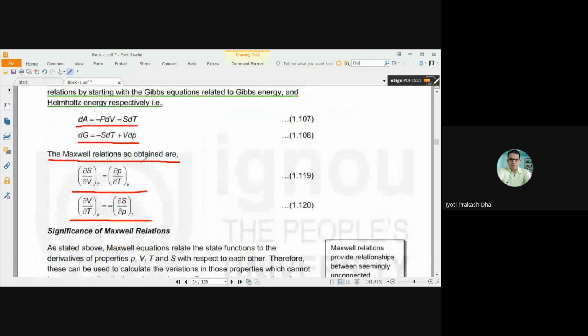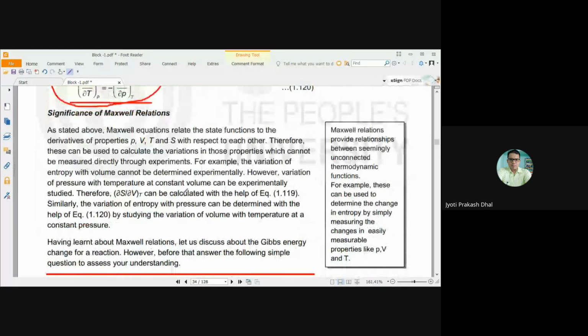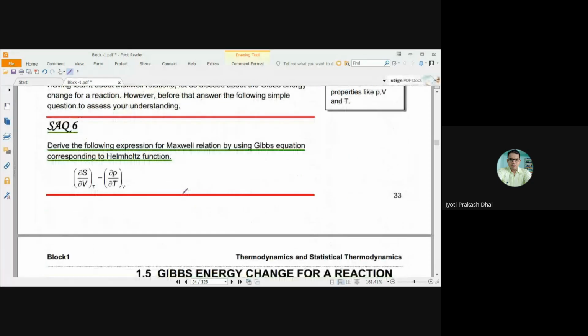And after that, again, you will differentiate with respect to entropy at constant pressure, and you will find this. And after that, doing the similar differentiation for the remaining two fundamental equations, the Maxwell relationships will be obtained like this. So there may be a semester question to derive the Maxwell relationships. Here is one example: derive the following expression for the Maxwell relation using the Gibbs equation corresponding to the Helmholtz function. So you have to derive this one.